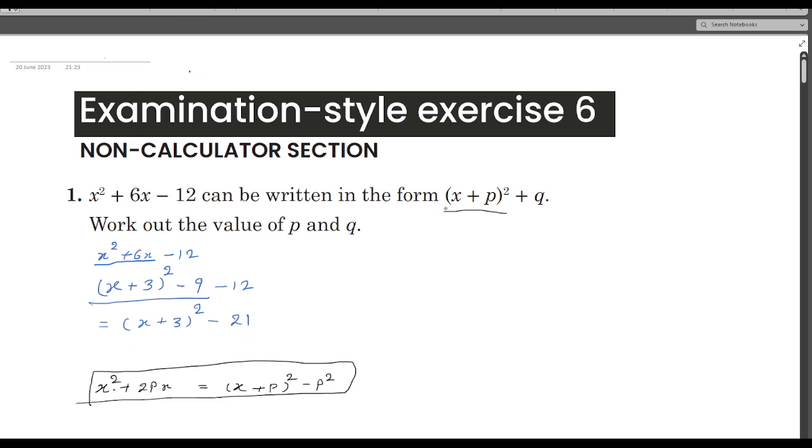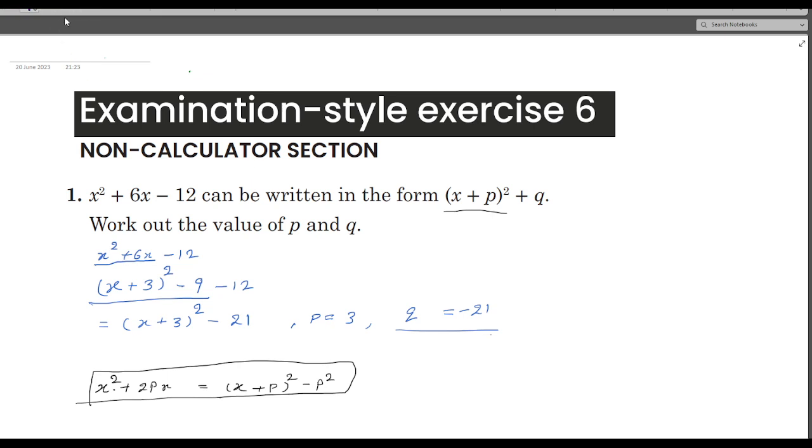Okay, so our expression x square plus 6x minus 12 can now be written as (x plus p) the whole square plus q. So here the value of p is plus 3 and the value of q is minus 21. Okay, so this is one way of working the problem. Now let us do this problem in some other way.